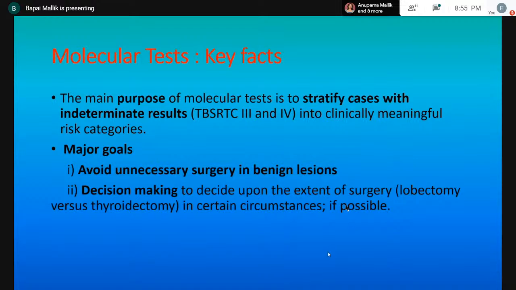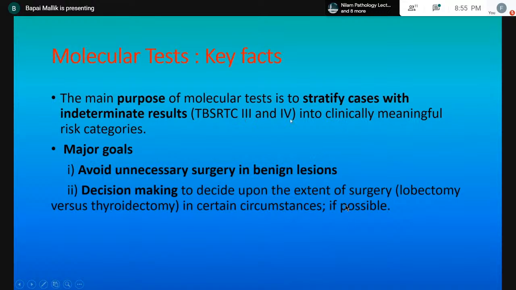What is the main purpose of molecular test? The main purpose of molecular test is to stratify cases with indeterminate results. So that's where they come into play. That is the ones which you call TBSRTC 3 and 4, into clinically meaningful categories. So what is the goal? The goal is to avoid unnecessary surgery.